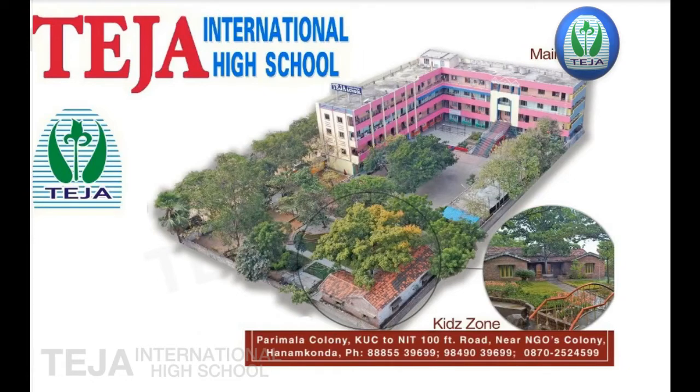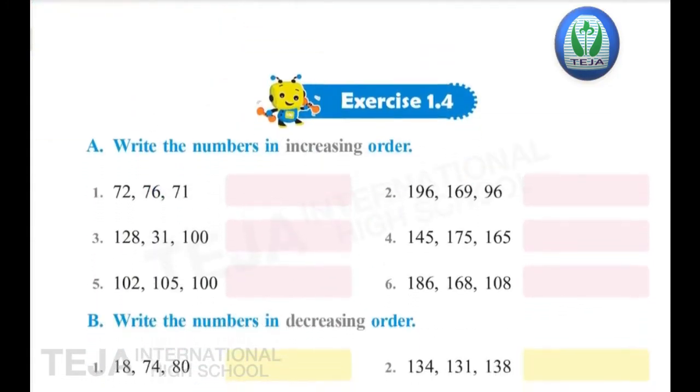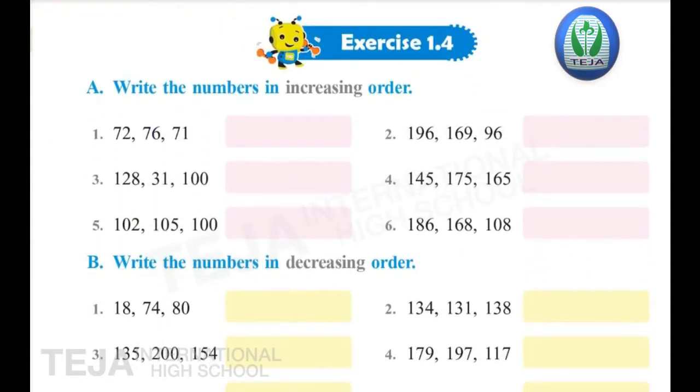In our last class, we discussed the smaller number and the bigger numbers. We discussed how to identify the smallest number and how to identify the greatest number or the bigger number. In today's session, we'll discuss exercise 4. In this exercise, we'll learn how to write the numbers in increasing order and in decreasing order. Okay, children, we'll learn how to arrange the numbers in increasing order and in decreasing order.